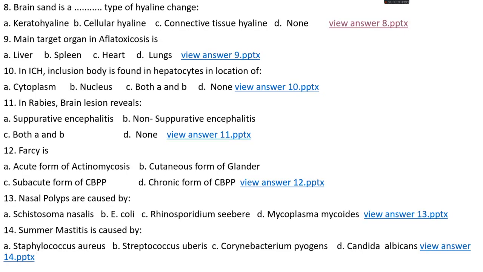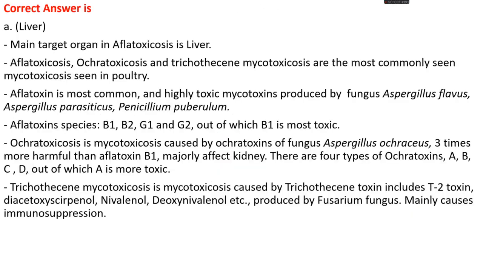Okay. Question number 9. Main target organ in aflatoxicosis is option A, liver, option B, spleen, option C, heart, option D, lungs. The right answer is option A, that is liver. Main target organ in aflatoxicosis is liver. Aflatoxicosis, ochratoxicosis, and trichothecene mycotoxicosis are the most commonly seen mycotoxicosis in poultry.